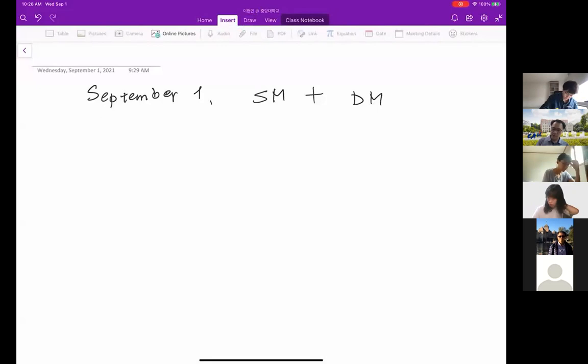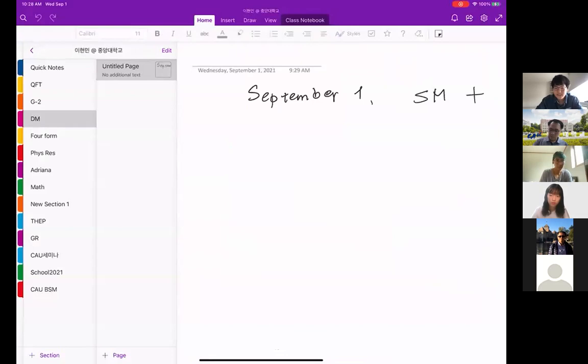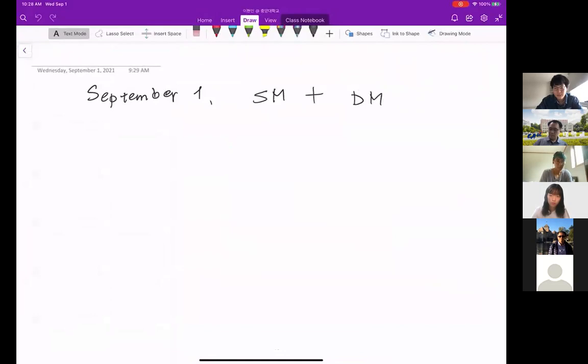Oh, why doesn't it accept my pen? I don't know what the problem is. Is the pen charge enough? Yeah, I think the problem is solved now. I think I can see this one.